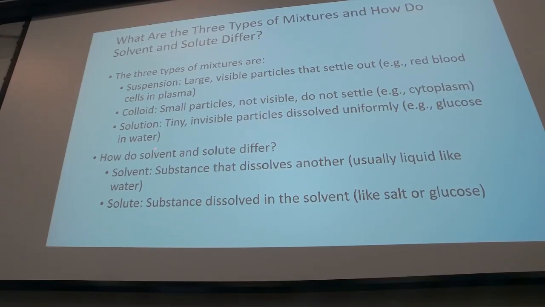And then the difference between solvent and solute. Solvent will be the substance that dissolves another. Typically it's a liquid. An example will be water. And a solute will be the substance being dissolved by the solvent. Typically it's solid. It can be glucose, it can be a salt, sodium chloride. Coffee, when you put it in water.